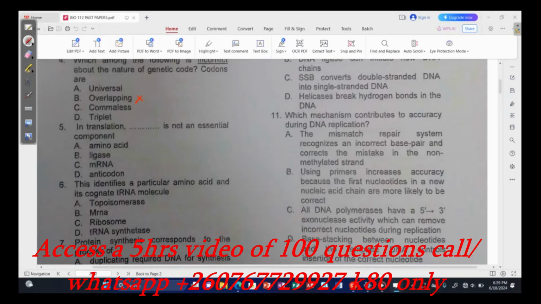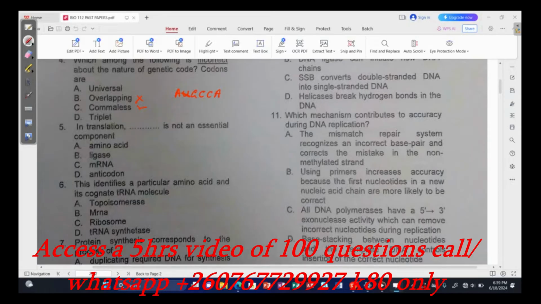Then C is saying the genetic code is commaless. So commaless, that is, the genetic code doesn't have commas. If I give you a base sequence like this one here, there are no commas there. So it's true. The genetic code is commaless. There are no punctuations in short in the genetic code. Then D is saying the codons are triplet.